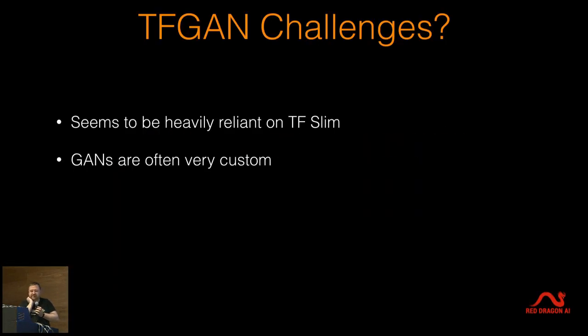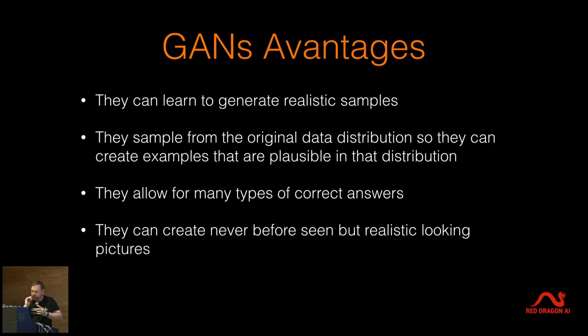So the challenges with TFGAN is it's heavily reliant on TFSLIM, which I kind of hate. Partly because we've been told that SLIM is supposed to be deprecated from TensorFlow at some point. The other thing is that this kind of thing will work for a certain number of GANs, but if you get off the main path too much, it won't work. It has its limitations. But certainly for people starting out who are new to GANs and just want to be able to say, oh yeah, I've built a GAN, I checked it out, I got an understanding of what it's like, it's worth trying.